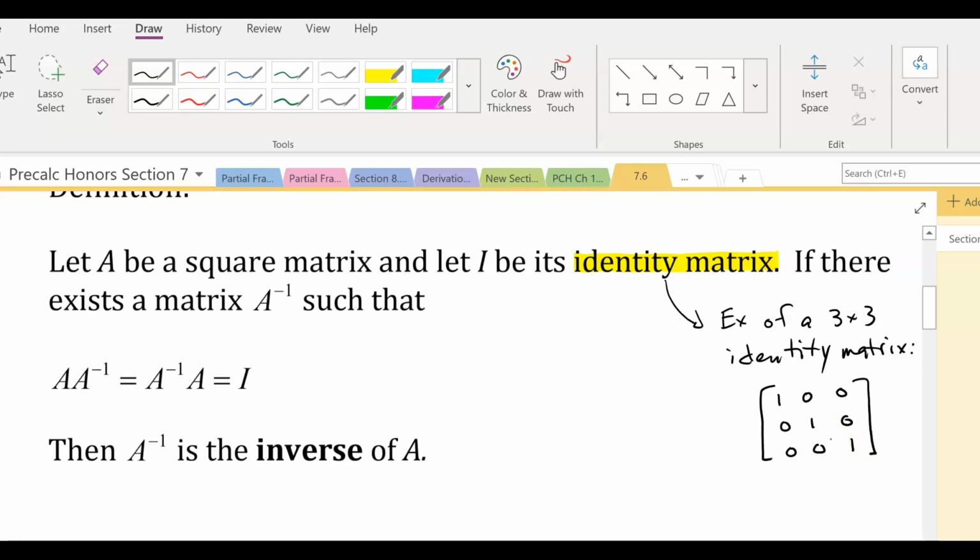So A is a square matrix and let I be its identity matrix. If there exists a matrix A inverse such that A times A inverse is equal to A inverse times A, which is equal to the identity matrix, then A inverse is the inverse of A. You can see here something that was not always true. We noticed that matrix multiplication is not commutative, but if the matrices are inverses of each other, then it doesn't matter which way we multiply them, we'll end up with the identity matrix.